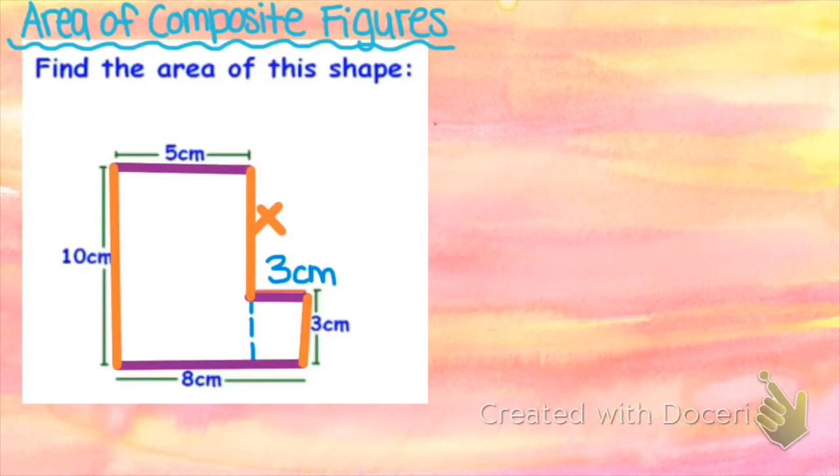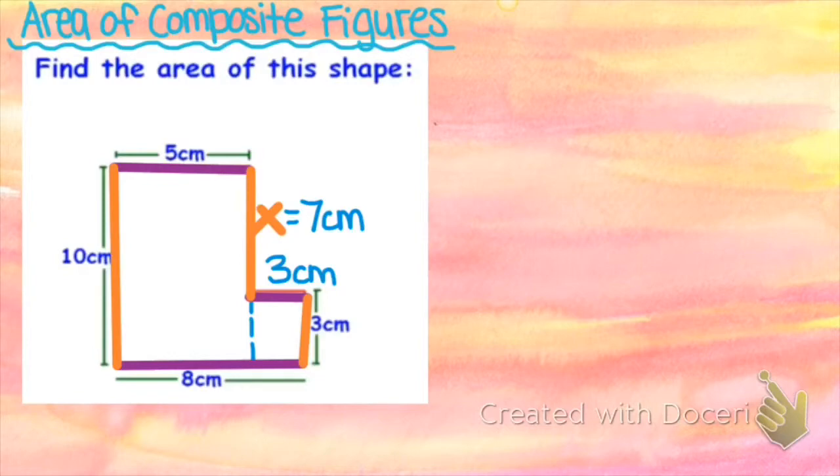If this big line from the top to the bottom is 10, and I know that this piece is 3 over here, then I can go ahead and subtract those and figure out that this missing piece is 7 centimeters. I don't need that the way that I cut it up, but I'm going to show you a different way to cut it up in a little bit that might help.